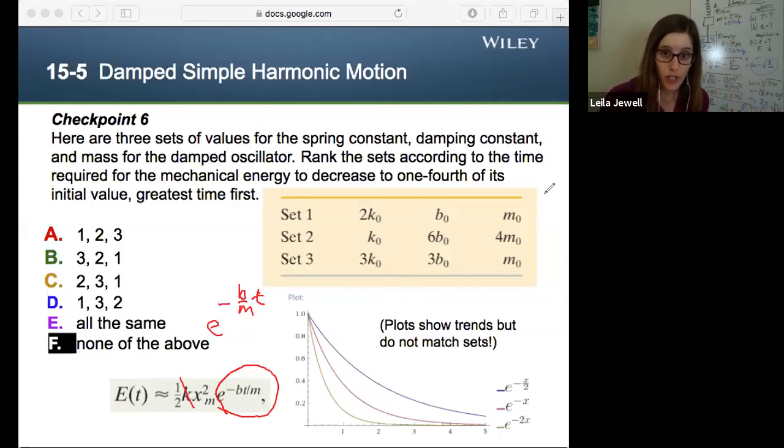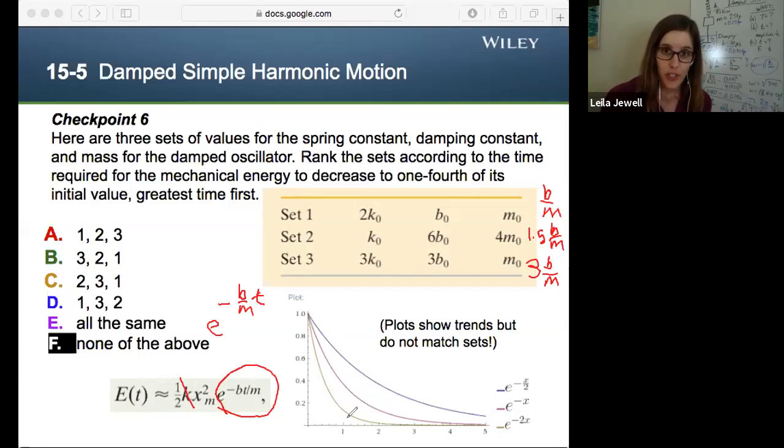So notice set 1 is just b over m. Okay, that's cool. Set 2 is 6b over 4m, so that's 1.5 b over m. And then similarly, set 3 is 3b over m. So that's 3b divided by m. It's worth noting that, hey, look, this fraction is getting bigger. What happens as the power gets bigger? Well, it's going to drop faster.